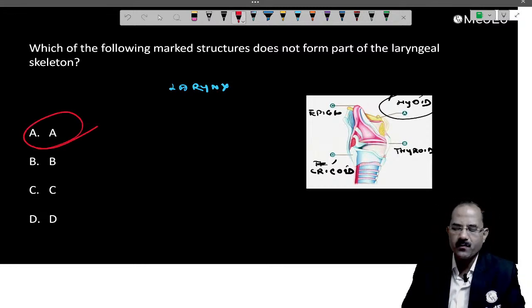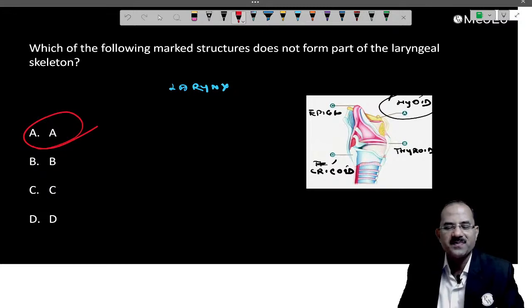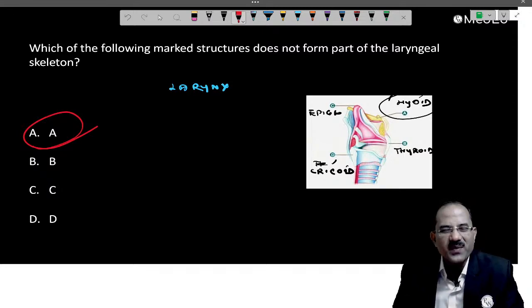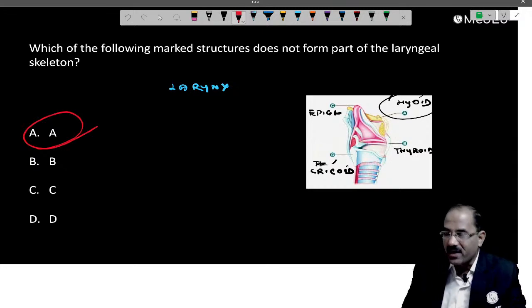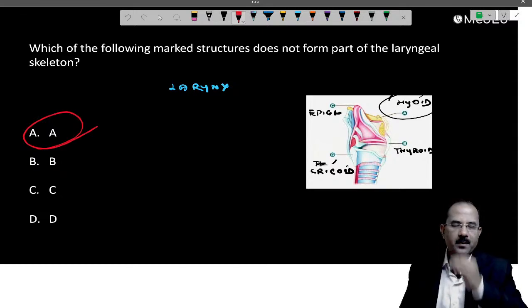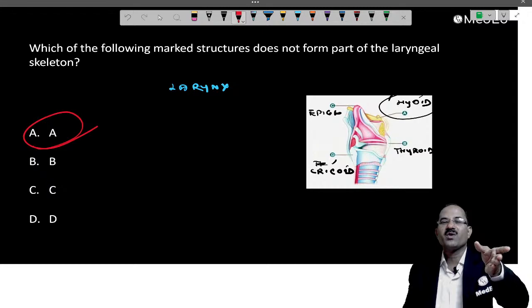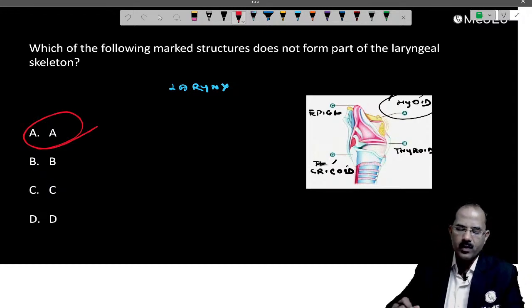Okay, children. Can you tell me this? Who's a tensor of the vocal cords? The tensor of the vocal cords is cricothyroid. And who's an abductor of the vocal cords? Abductor of the vocal cords is posterior cricoarytenoid. Tensor of the vocal cords is cricothyroid. Okay. Perfect.